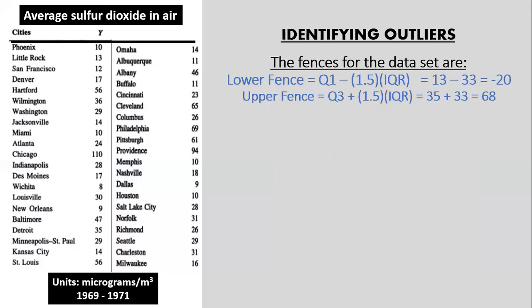On the upper side, to find how big something would have to be considered to be a large outlier, we add 1.5 times the interquartile range to the third quartile. Here the third quartile was 35. So if I add 33 to 35, I get 68. Now that upper fence does indeed have several cities that are larger than it. As a matter of fact, there are 3 of them.